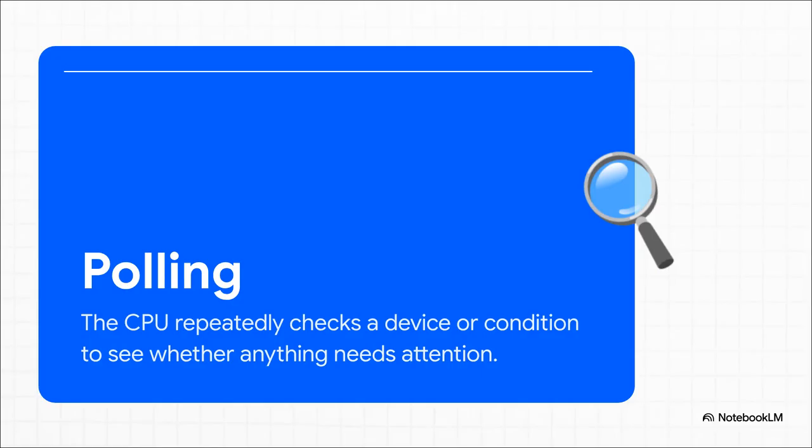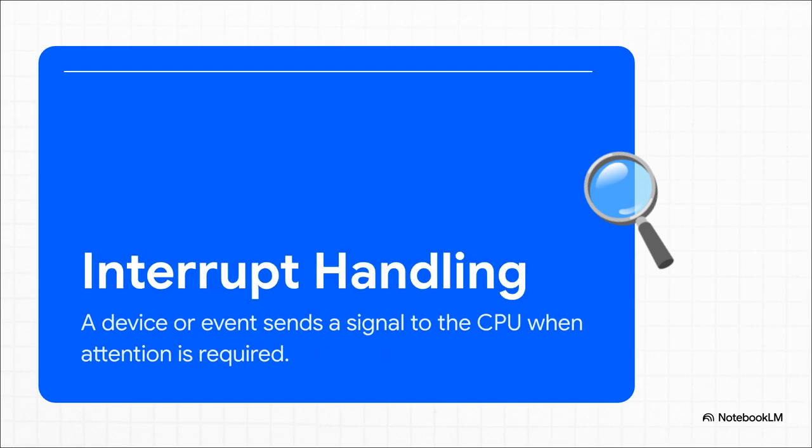Let's formally introduce our first contender. Polling is when the CPU repeatedly checks a device or a specific condition to see whether anything needs attention. So the really crucial takeaway here is that polling is highly proactive. The program itself is entirely in the driver's seat, choosing exactly when and how often these checks are going to happen.